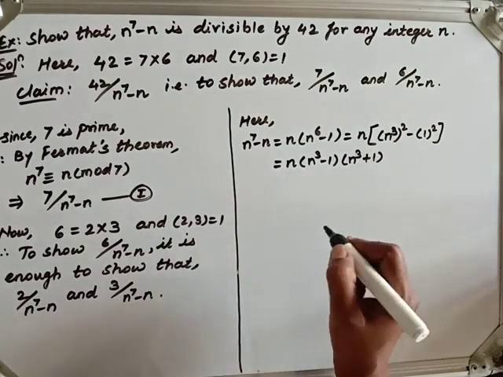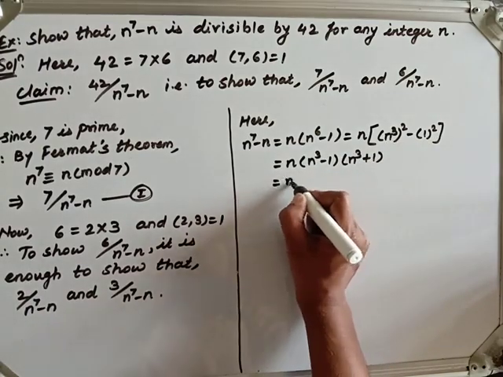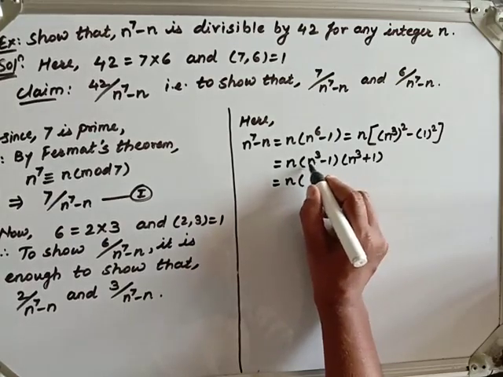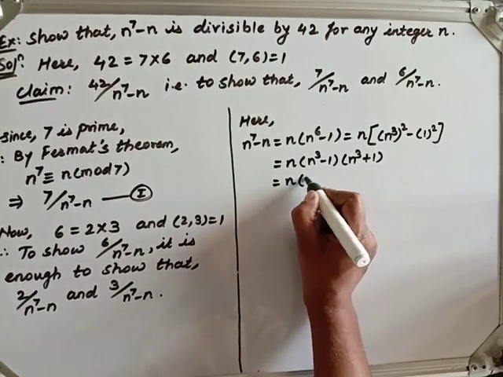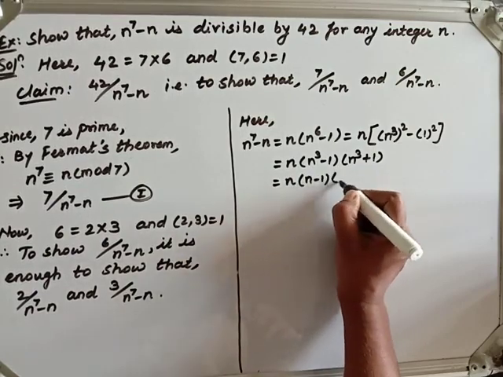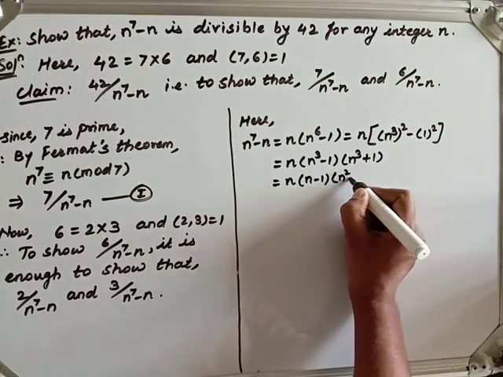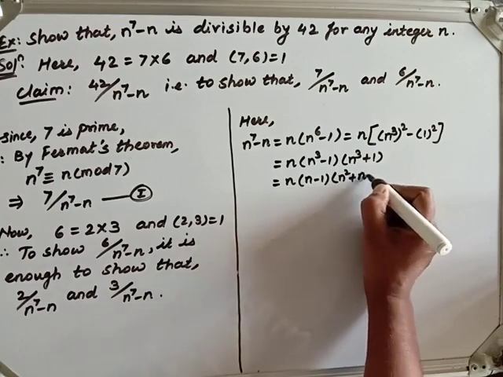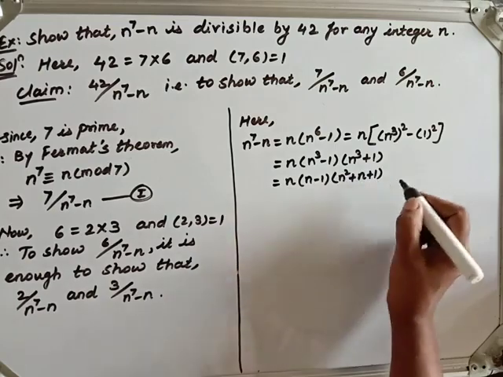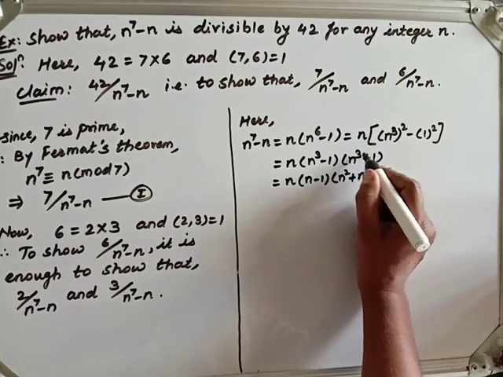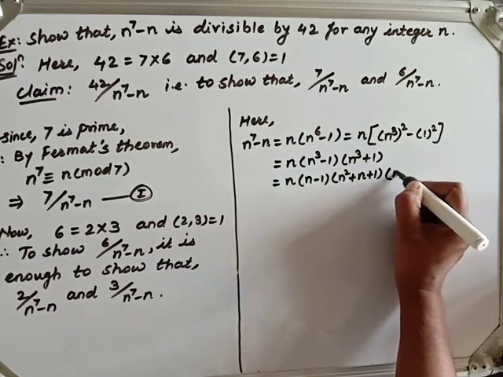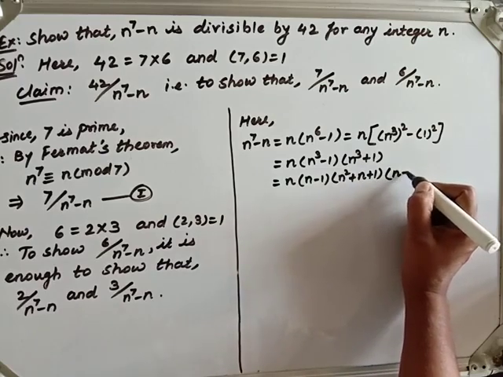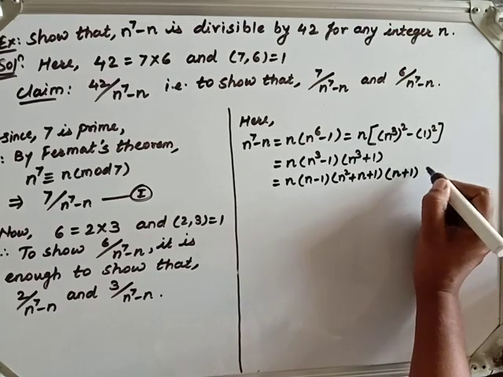Again, this can be written as n into, this is a cube minus b cube. This can be considered as a cube minus b cube, so its factors are a minus b, a squared plus ab plus b squared. Again, this is a cube plus b cube. So, that can be written as what? n plus 1 into what?